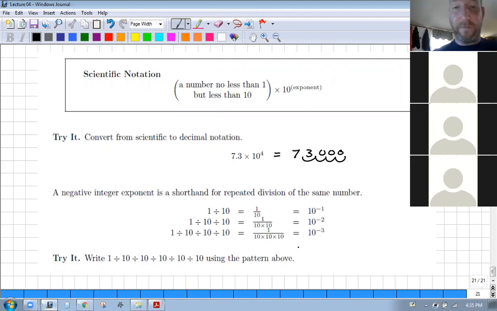We already saw, okay, write 1 divided by 10 over and over again using the pattern above. This would be 10 to the negative 1, 2, 3, 4, 5 times, right? So we're dividing by 10 5 times.